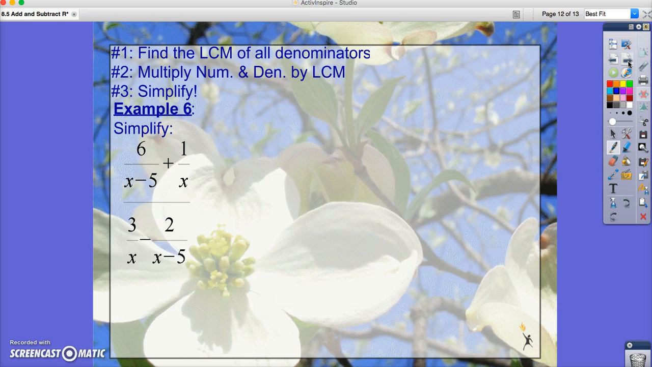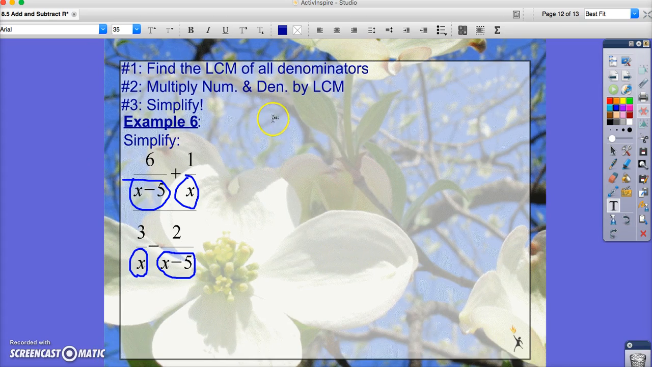All right, so let's try another one here. Actually, it's the last example. So this lesson's really short. Steps are up there again for you. All right, so let's see how we start this. It says find the LCM of all denominators. So let's circle all our little tiny denominators, right? Like so. And then let's find our LCM.